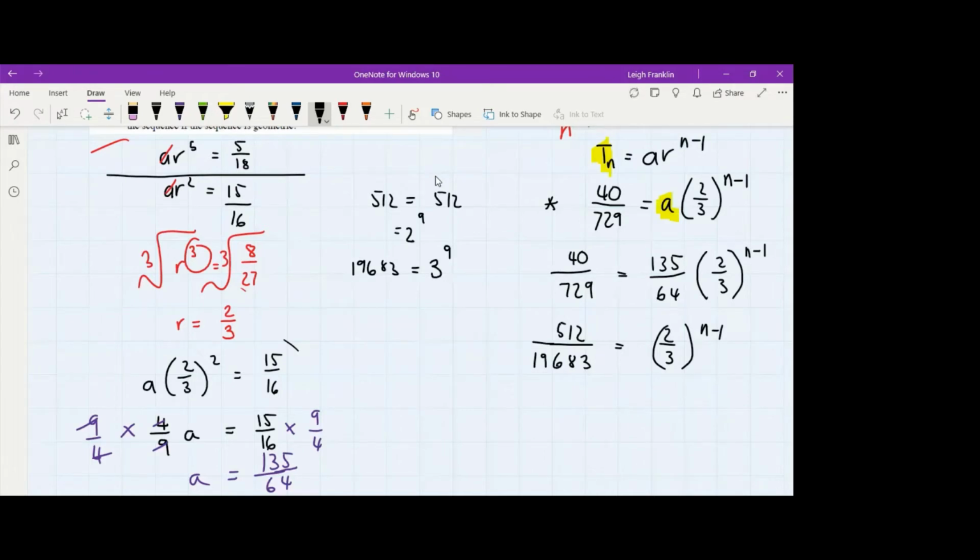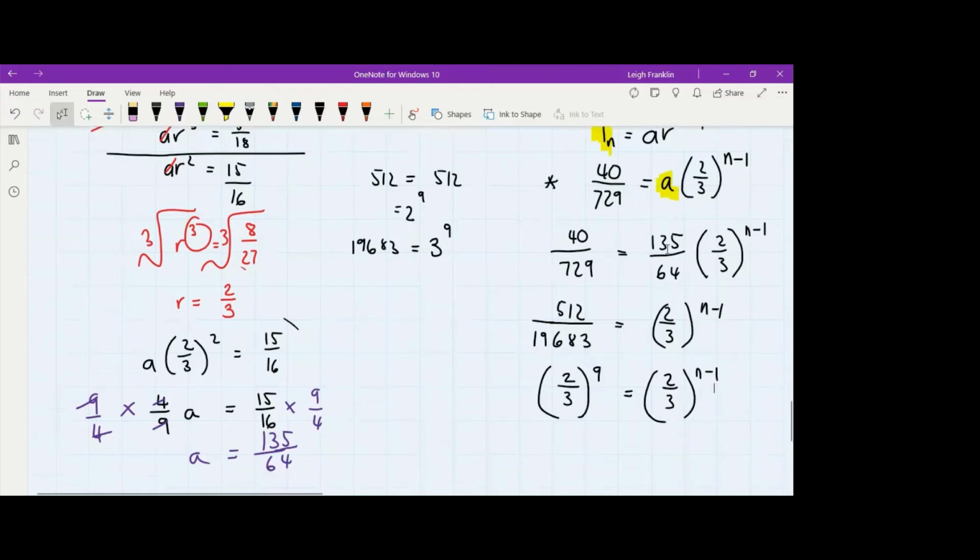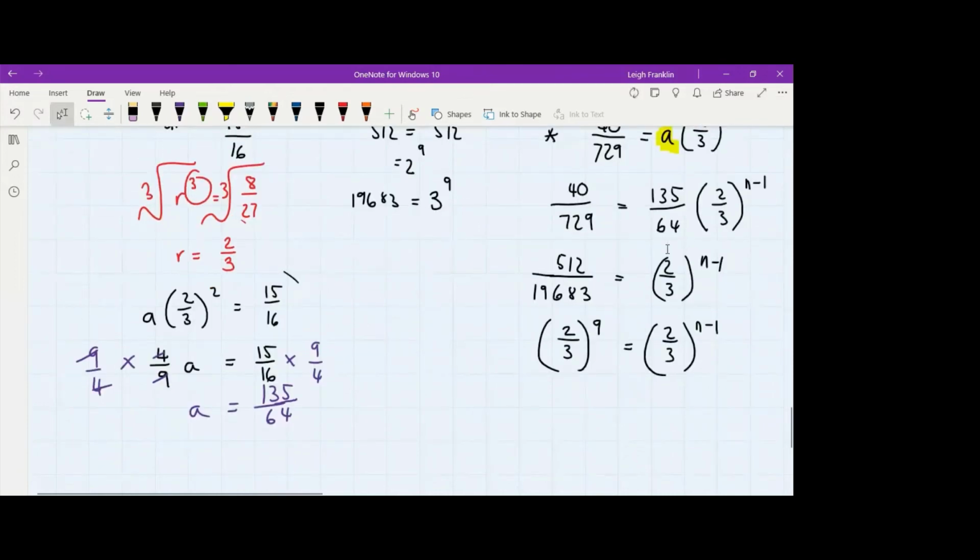Exactly. All right, and that's what we want, okay? Because we want to be able to write the left-hand side as 2 over 3 to the same power, which is 9 in this case, equals 2 over 3 to the 9, to the n minus 1 on the right-hand side. Okay, we're nearly there. So if n minus 1 is 9, take the 1 over to the other side, and n will be equal to 10. All right, so there are 10 terms in this sequence.